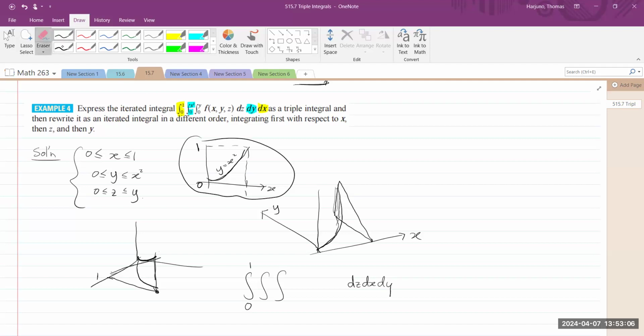But for every y that I choose, I will get into the solid starting from that parabola and then getting out at x equals 1. That parabola will be the positive branch of square root of y, going out at x equals 1. And then for every xy coordinate I choose, when I start from the bottom, z equals 0, I go up and get out at the plane. So it will be from 0 to the plane z equals y.